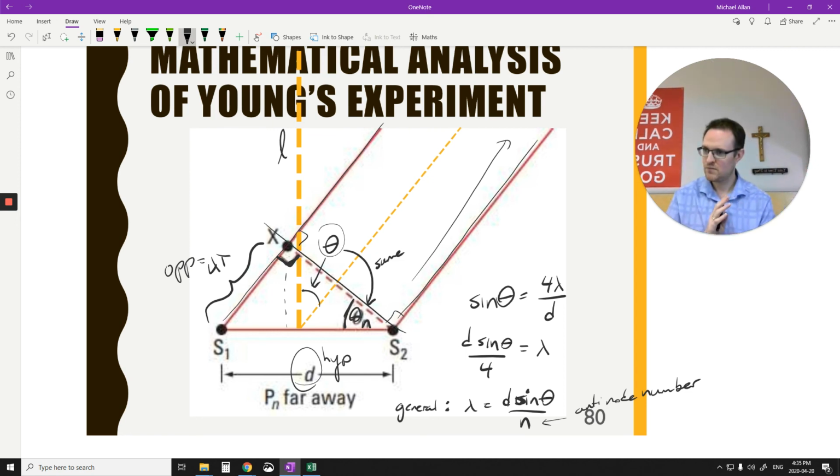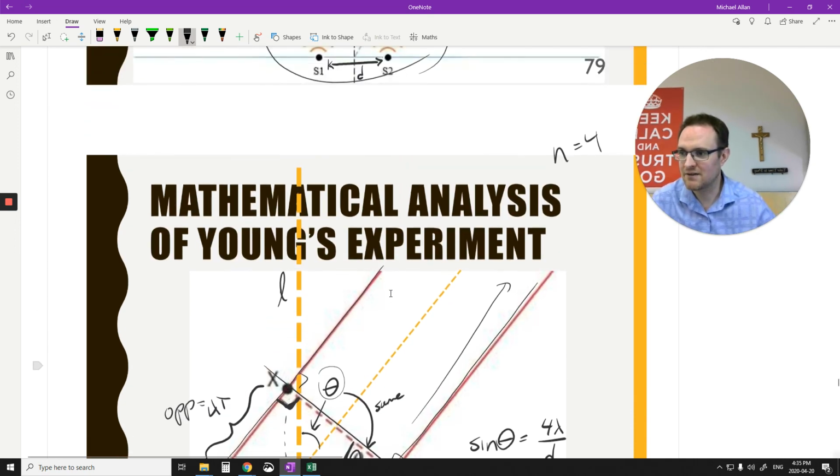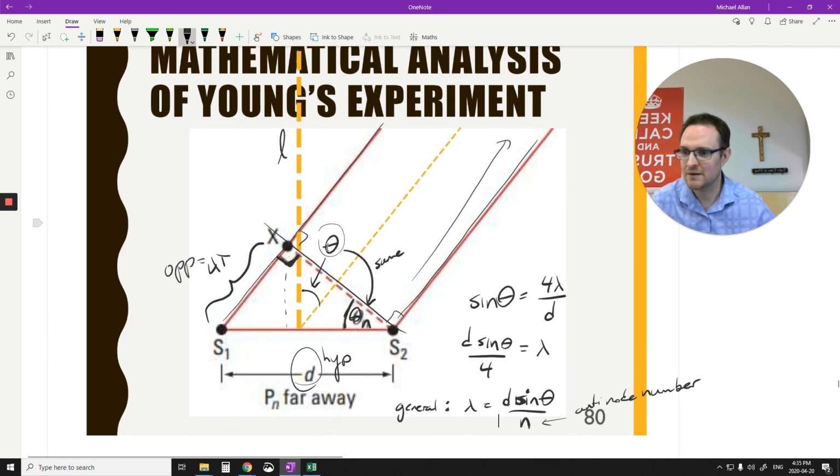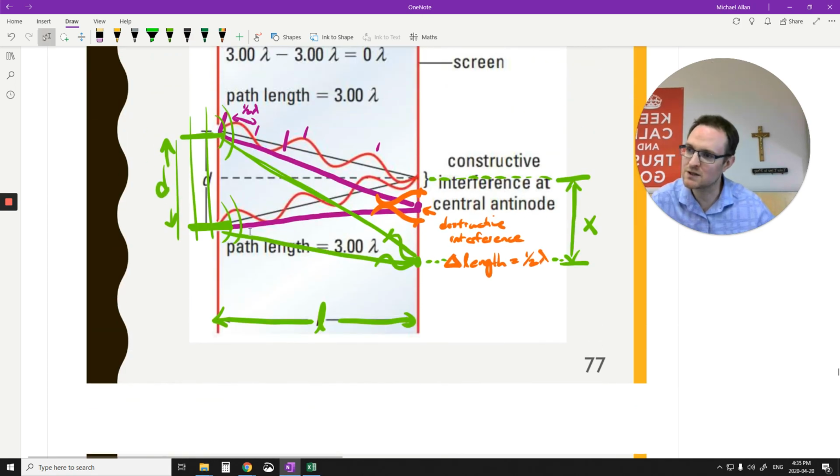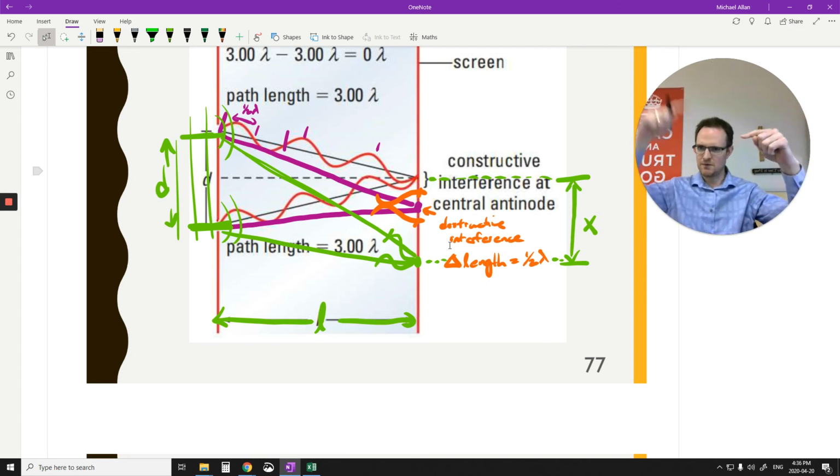Okay? Now, there's a few things. If I'm not given theta, what if I'm given a few different things? Like in this picture back up here, I mentioned that there's a few other measurements here, an L and an X. I can use an L and an X to find out what theta is if I'm ever given that, because usually you don't measure angles. You measure like the distances, like from the screen over and from the screen over to the dot that you're looking at.